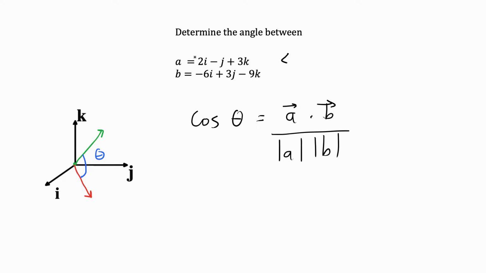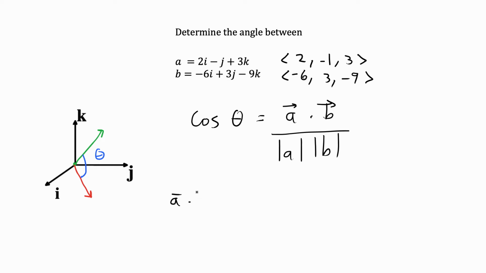To do that, I'm first going to rewrite a and b in vector notation. So that's going to be 2, -1, 3 for a, and -6, 3, -9 for b. And I'm first going to calculate the dot product of a and b.